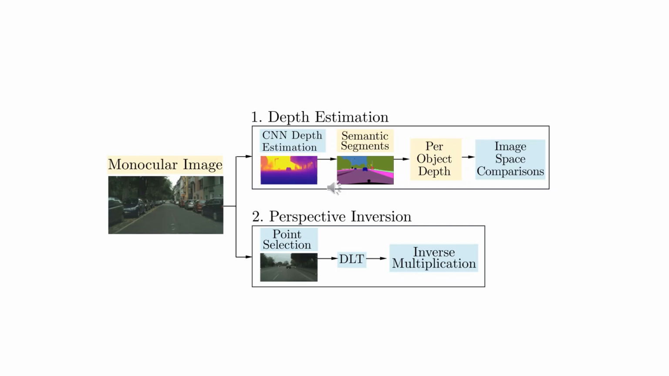We then use the direct linear transform, by selecting a few points in the image, to obtain a projection matrix that we then use to obtain the orthographic positions of our objects of interest as they would appear in the real world.